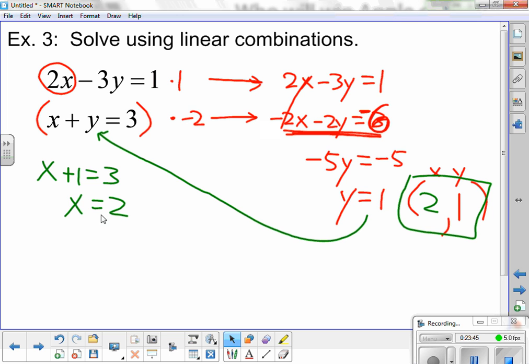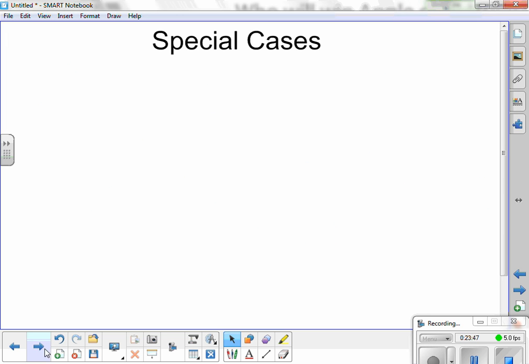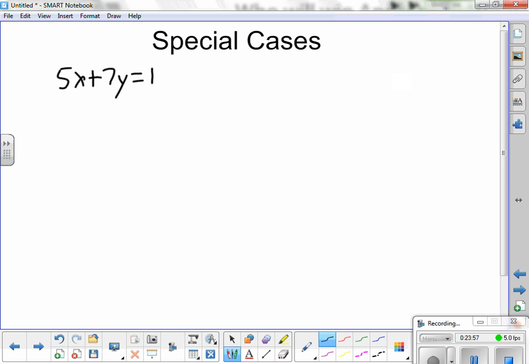All right, so that's how you approach that one. A couple of special cases here. Sometimes you might end up with something like this. Say you had 5x plus 7y equals 1, and 10x plus 14y equals 3. If we're doing combinations, it doesn't matter which one you use. I'd multiply the top by negative 2, because I'm looking at this 10x, and I can make a 5x into the opposite of 10 by multiplying it by negative 2.